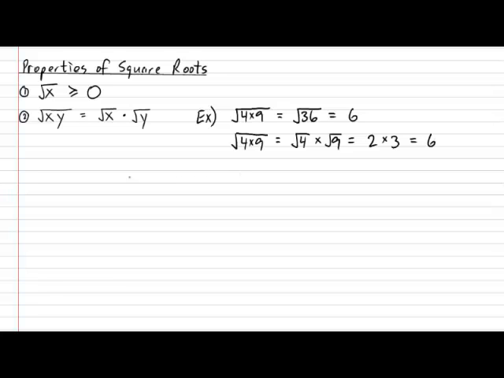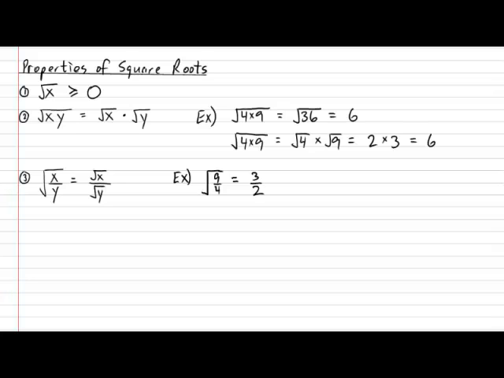And finally, the third property of square roots states that the square root of a quotient should equal the quotient of the individual square roots of each item. Here's a quick example to show this property in action. Suppose I ask you to calculate what is the square root of 9 over 4. Well, that will equal 3 over 2.